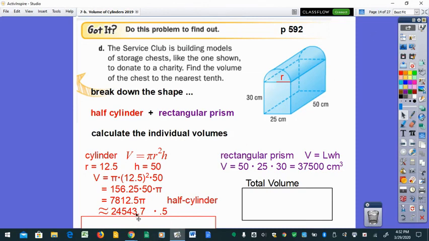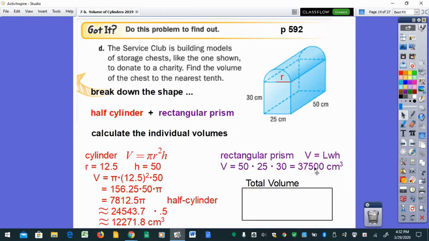So we have to divide this by 2. In the calculator, it's really easy to multiply by 0.5. Dividing by 2 is the same operation as multiplying by 0.5, and that half of a cylinder, kind of like a soup can cut in half, would be 12,271.8 centimeters cubed.